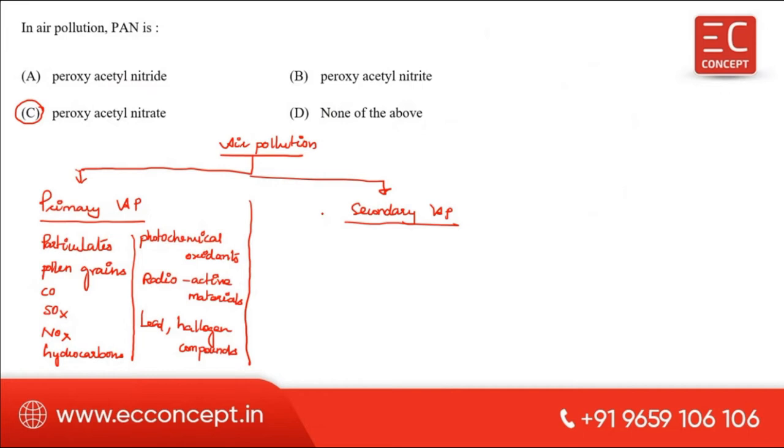For secondary air pollution, the first one is ozone and the second one is PAN. PAN means peroxyacetyl nitrate. The next one is smog. Smog is fog plus smoke. Next is sulfuric acid. So these are the important points.